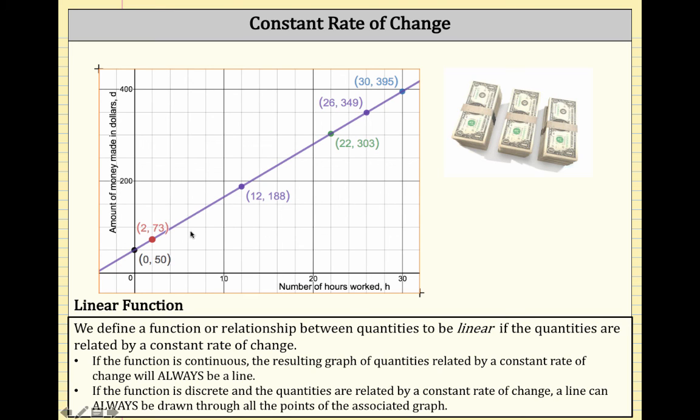Notice that a line fits through all the points. So if it's a discrete situation, that means if you have a bunch of dots that represent all the possible hours that you are really paid for, the line would go through all these dots. If it is a continuous function where you're paid for any amount of time you worked, then any point along this line would be a valid possibility of hours and money earned.